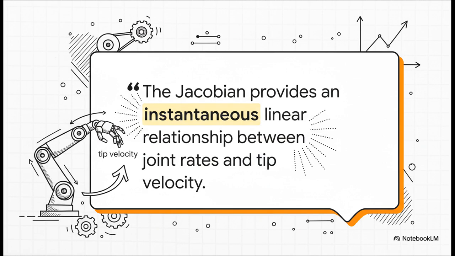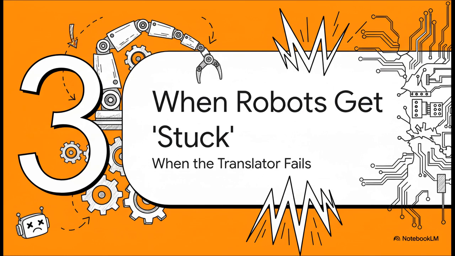Now, instantaneous is the really crucial word here. This cheat sheet, the Jacobian, it's constantly changing depending on the robot's pose. But at any given moment, it gives you the exact recipe to move the joints to get the precise hand velocity you're looking for. But as powerful as this translator is, it's not foolproof. It's not perfect. There are certain times when the translation just, well, it breaks.